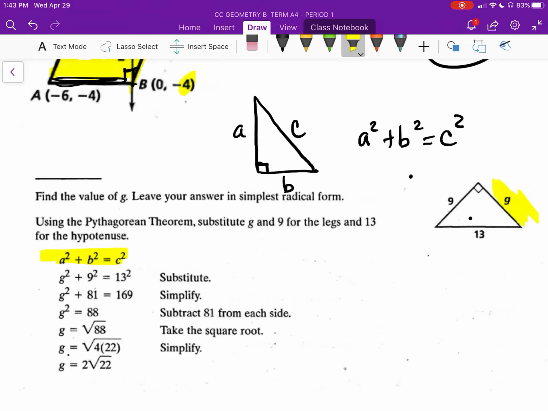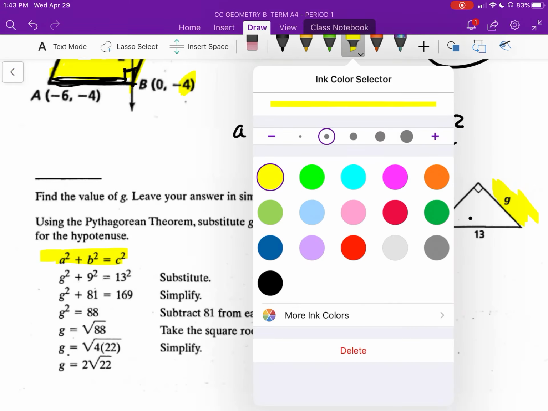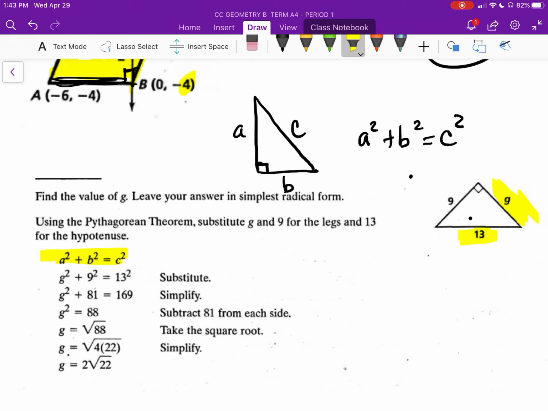So if we set that up into our formula, we know that A squared plus B squared equals C squared. So G squared plus 9 squared equals 13 squared. So 13 is the longest side. And the way you tell it's the longest side is you basically look at this angle, and see the little corner here? That points at the longest side. The legs are always attached. So these are both legs, and this is the longest side.